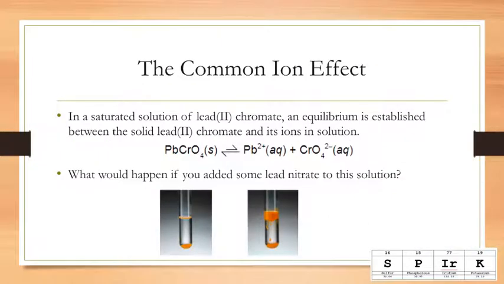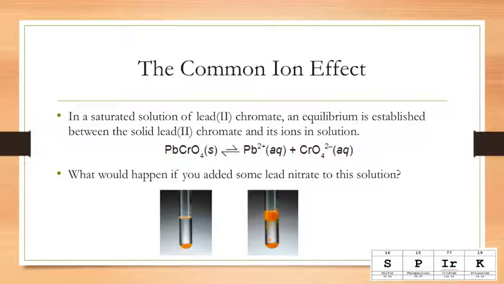So the next thing we want to talk about is the common ion effect. In a saturated solution of lead-2 chromate, an equilibrium is established between the solid lead-2 chromate and its ions in solution. So what would happen if you added some lead nitrate to this solution? So if we added lead nitrate, let's think about that. We know that nitrates are soluble.